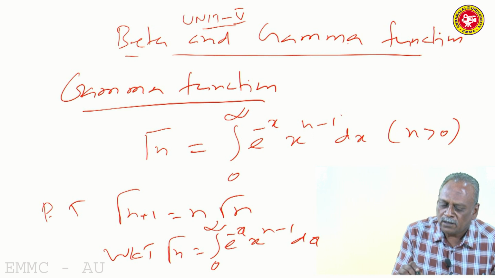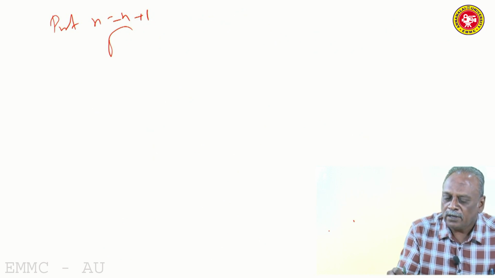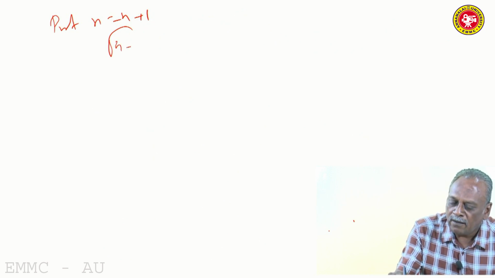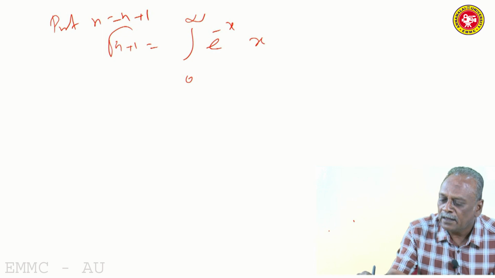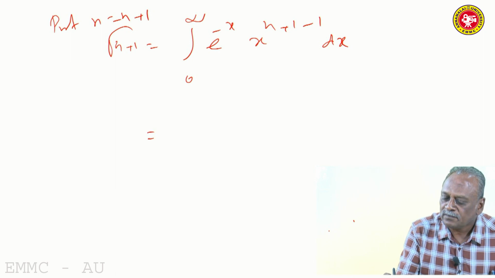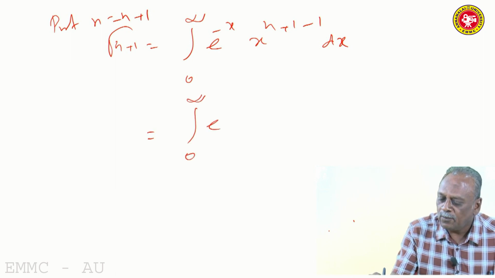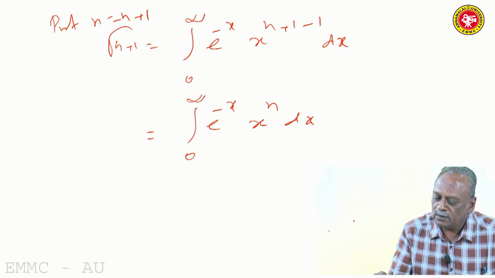Now we are going to prove that gamma n plus 1 equal to n into gamma n. We know that gamma n equal to integral 0 to infinity e power minus x, x power n minus 1 dx. Put n equal to n plus 1. So, gamma n plus 1 equal to integral 0 to infinity e power minus x, x power n plus 1 minus 1 dx, which is integral 0 to infinity e power minus x, x power n dx.